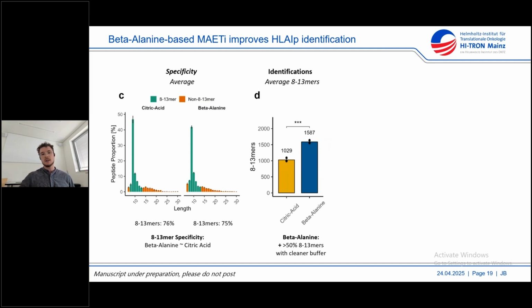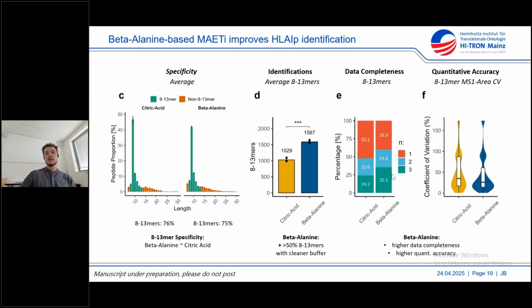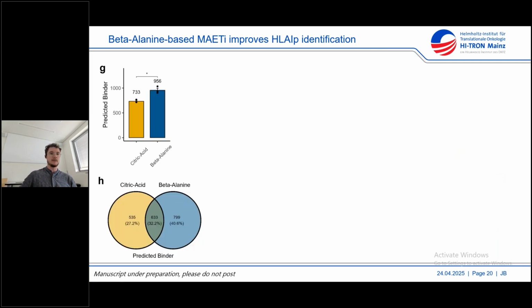But the striking thing was actually that if we come to 8 to 13 mer identification on average per 50,000 JY cells, we actually have a boost of almost 50% or over 50% of 8 to 13 mers on average identified per 50,000 cells. The data completeness was also a bit better for the beta-alanine protocol, and also since we have less noise in the background of the buffer, the quantitative performance here in MS1 area CV of 8 to 13 mers was improving with this improved protocol that we had.